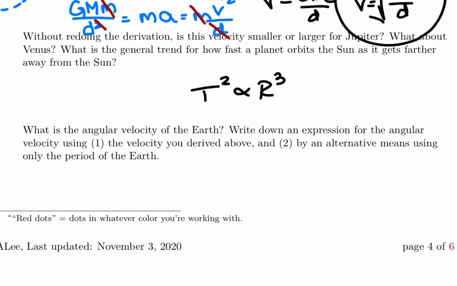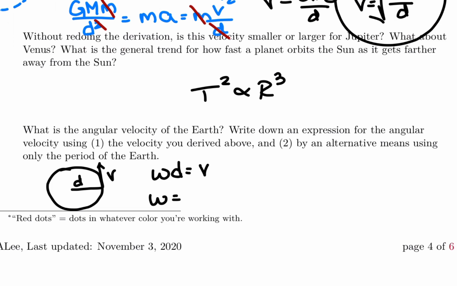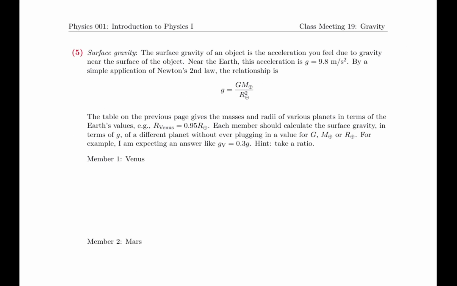What is the angular velocity of the Earth? So you could take, remembering that for circular motion, that's at some radius d, and is moving some velocity v perpendicular to that circle. The angular velocity times d is equal to v, so I could find the angular velocity as v over d. I think the alternative is that I could also remember the angular velocity is 2 pi divided by the period. So I could also, knowing that the period is 1 year, figure it out that way too.